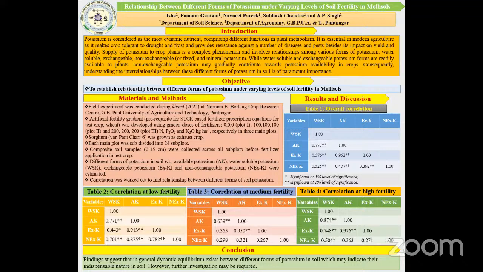Finally, to conclude my study, I can suggest that in general there is a dynamic equilibrium existing between these different forms of potassium in soil, and this may indicate their interdependence in soil. However, since this was only a one-year trial, there may be a need to consider more studies with more soil types and crops to validate this study.